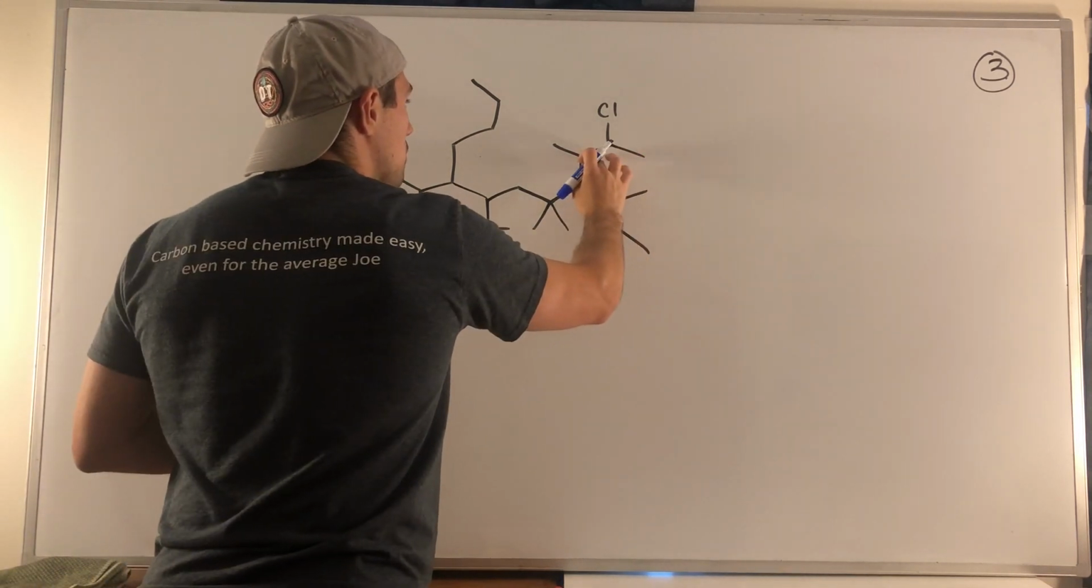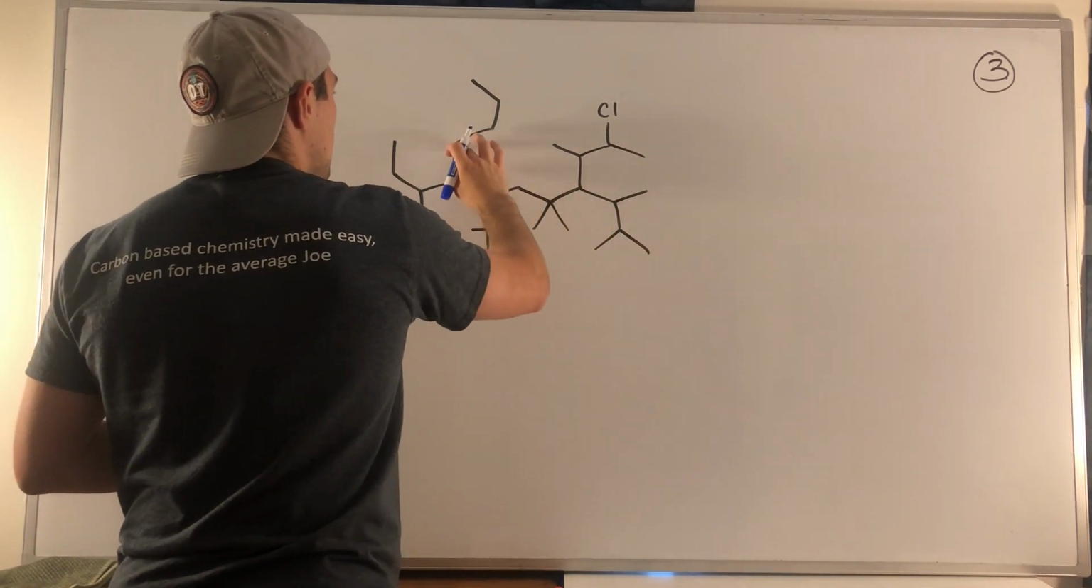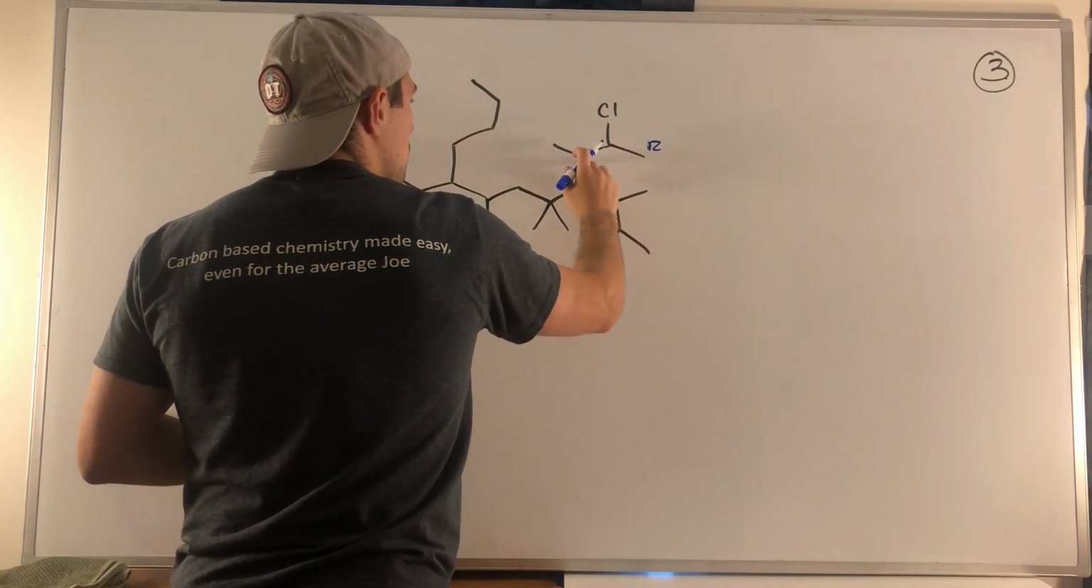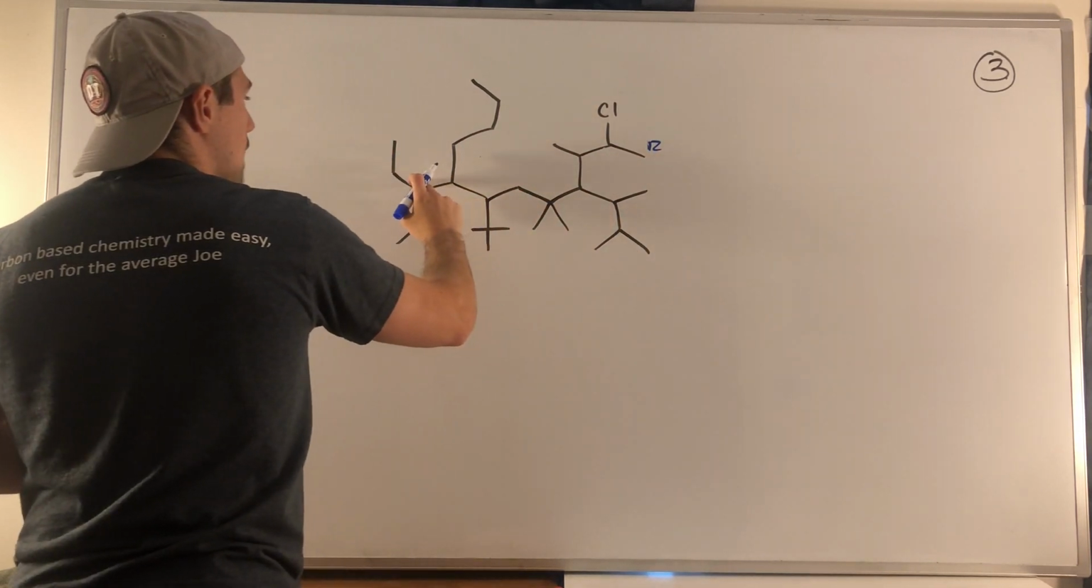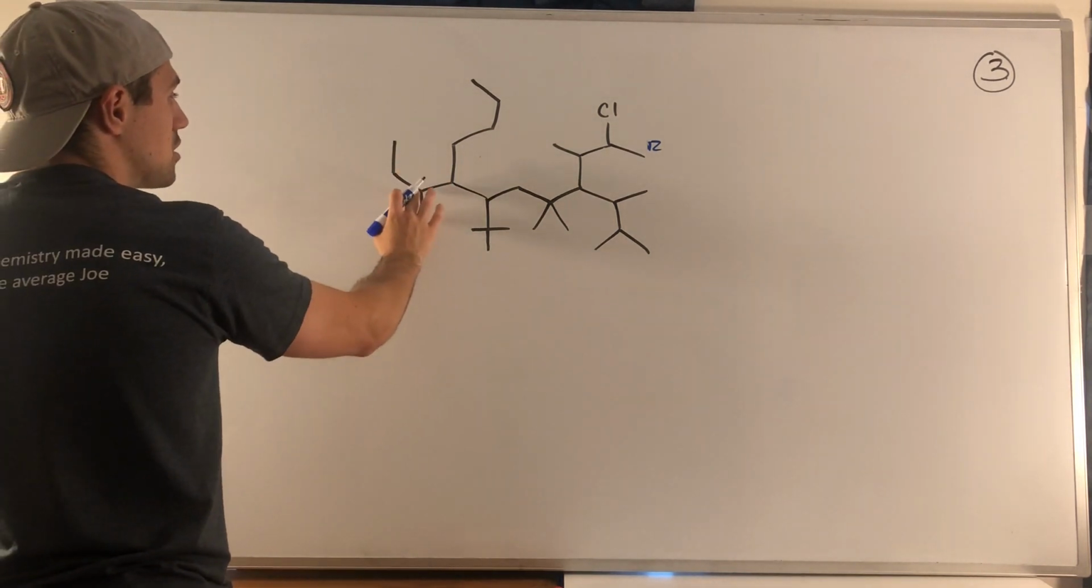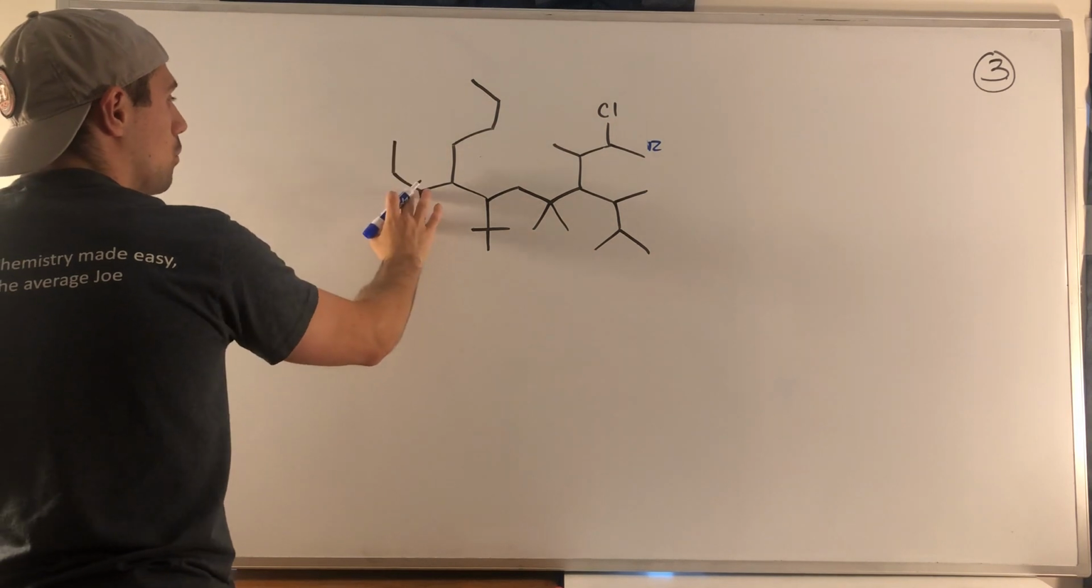So 1, 2, 3, 4, 5, 6, 7, 8, 9, 10, 11, 12. Okay, so I see 12 right there. 1, 2, 3, 4, 5, 6, 7, 8, 9, 10, 11. Not long enough, and that's the same going to be up here or down here because it's just at this fork, 1, 2 or 1, 2.